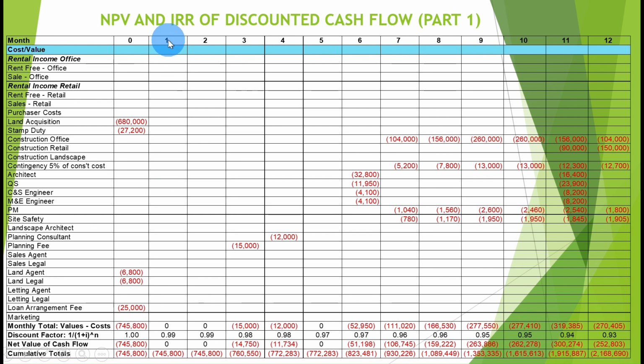And for the first month, the monthly total cost and value, we don't have anything, so the total is 0 here, and for the discount factor, we apply this formula and put n equal to 1, and we have the discount factor 0.99. The net value of cash flow with 0 times 0.99 is equal to 0, but the cumulative amount here is equal to this amount plus 0. And similarly for the second month, it doesn't have anything.